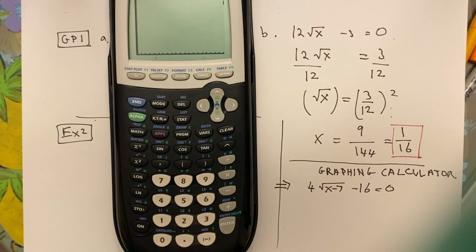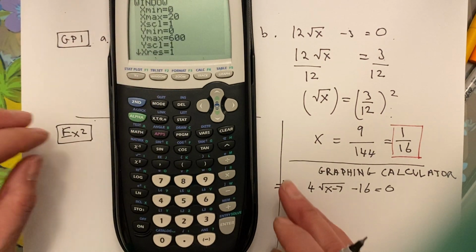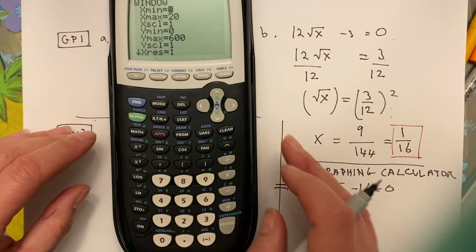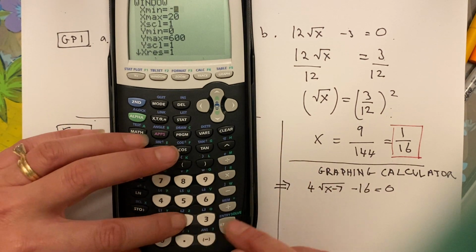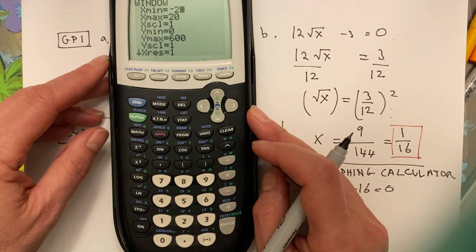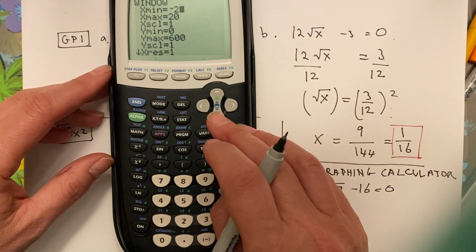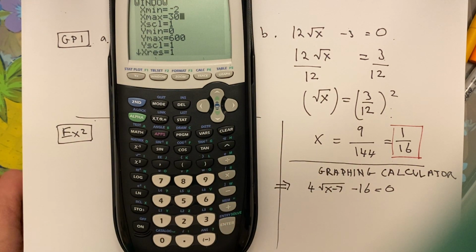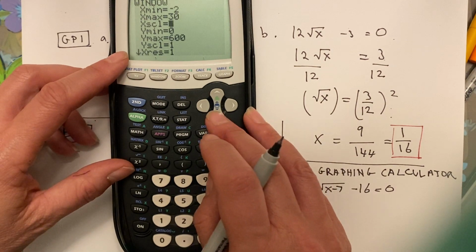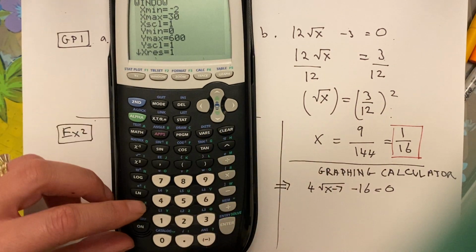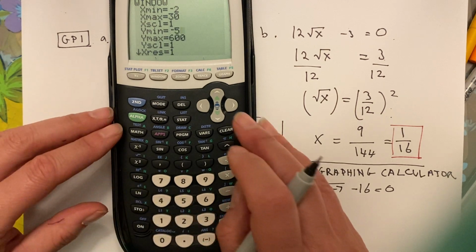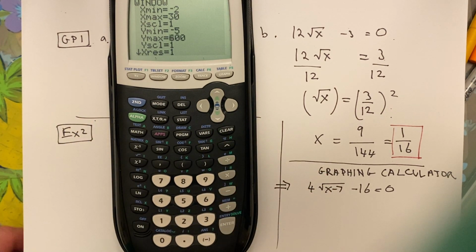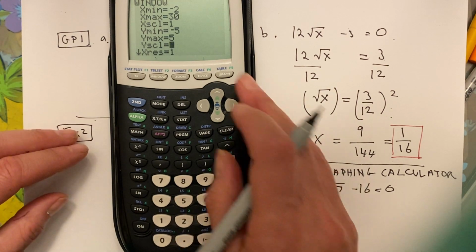I may have to adjust my window. And I do have to adjust my window because I can't see anything. So let me look at my window. I'm going to make my x minimum, let's try minus 2. My x maximum, maybe I'll put it to 30. And let's look at my y. My y minimum I'll make minus 5, and my maximum, maybe I'll do positive 5. And then let's see what happens. Let's see if I get a better graph.